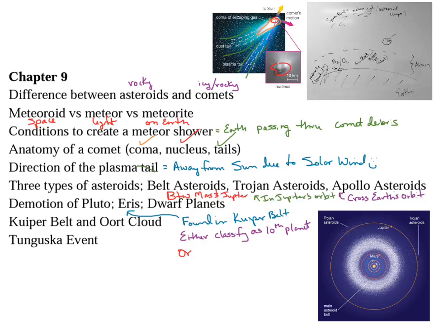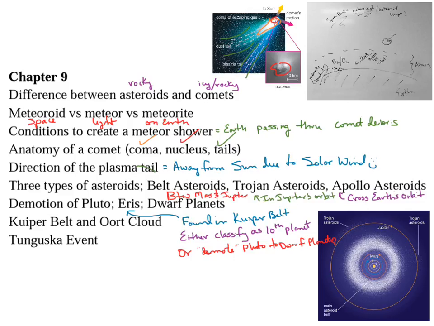Then the next item is the demotion of Pluto, the object Eris, and dwarf planets. This is what I wrote in these three different colors. Basically, Eris was found in the Kuiper Belt, and the choice was either to classify Eris as the 10th planet or to demote Pluto and Eris down to a new category of objects called dwarf planets. And I personally am glad they took the latter approach.